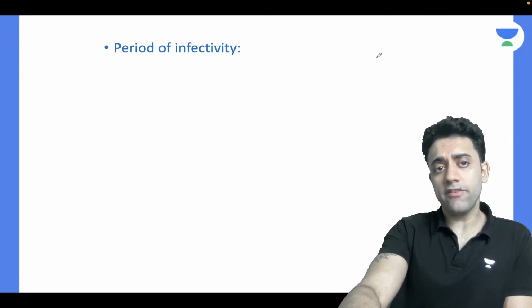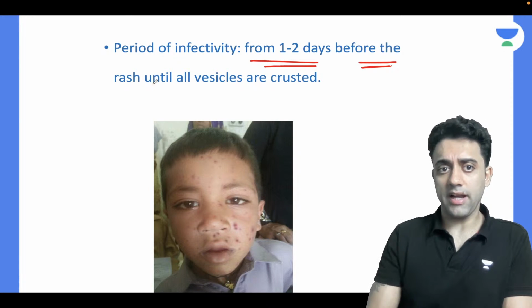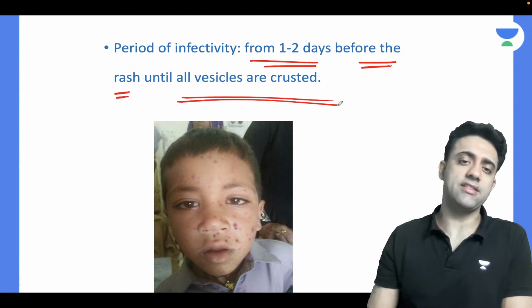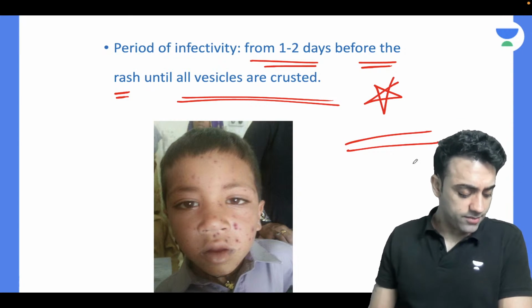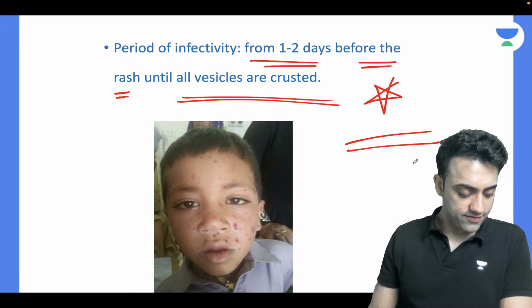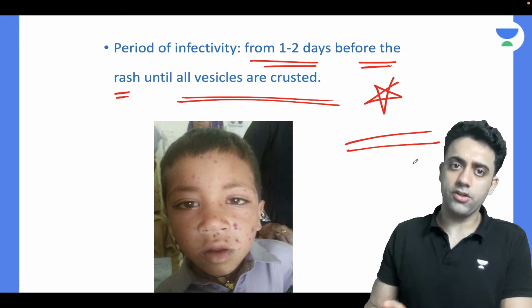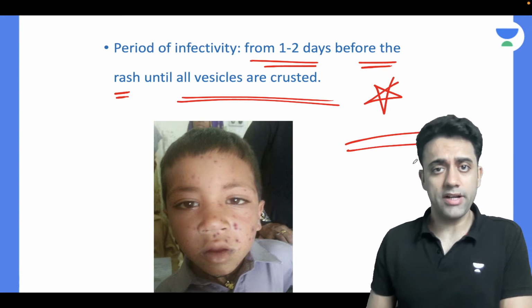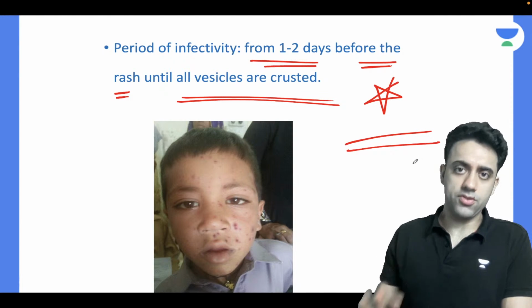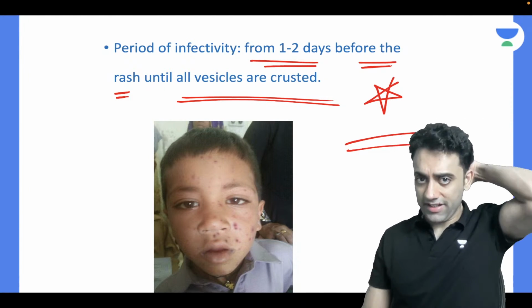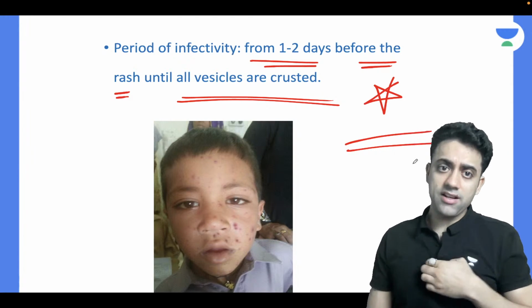And what is the period of infectivity? I told you: from 1 to 2 days before the rash until all the vesicles get crusted. Very important, star mark, PG entrance question. Very good, the people who are answering are 5 steps closer to getting a rank. So period of infectivity is from 1 to 2 days before the rash until all the vesicles are crusted.